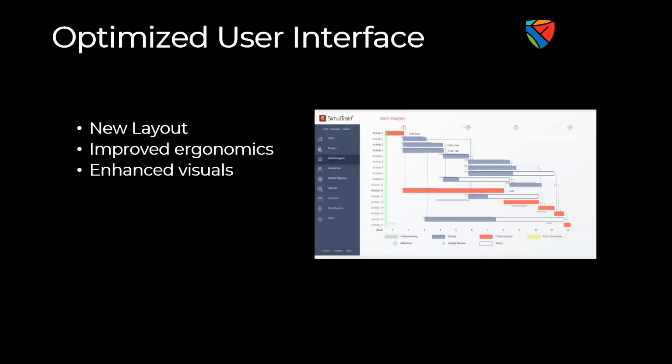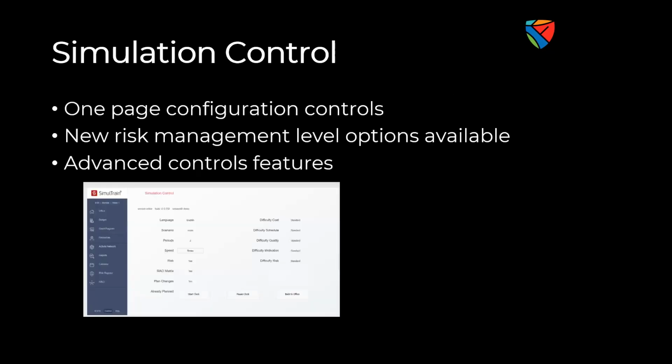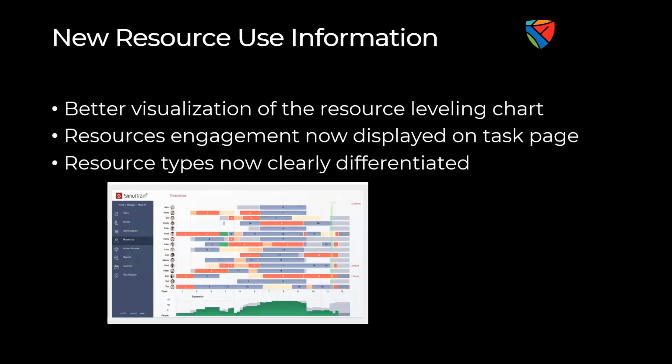Okay. What are the features we can have? It's a new layout now because they are continuously working on a better layout. And they added some visuals so that it becomes easier for us to understand. Okay. So we will have only one page of controls, new risk management level options are available, and some advanced control features. What is the new resource information? Better visualization of the resource leveling chart, resource engagement now displayed on the task page directly, and resource types are now clearly differentiated.